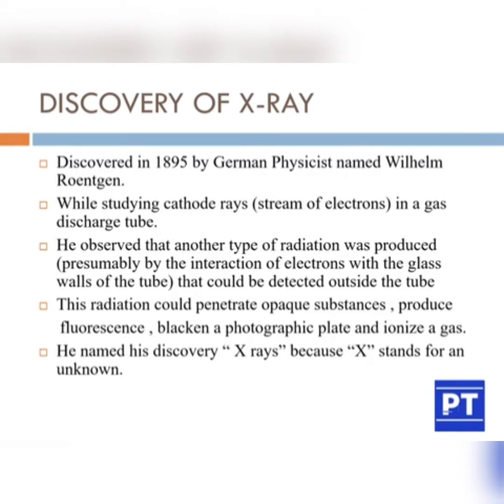So when he was studying cathode rays in a glass discharge tube, he suddenly observed that another type of radiation was also produced, which was detected outside the tube. The peculiarity of this radiation was that it can penetrate opaque substances, produce fluorescence, blacken a photographic plate, and it has the potential to ionize a gas. He named his discovery X-rays because X stands for an unknown factor.